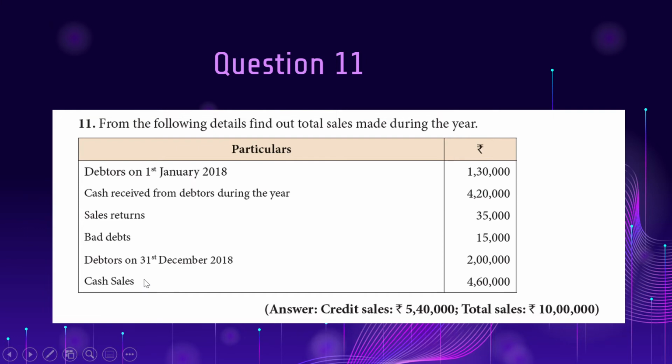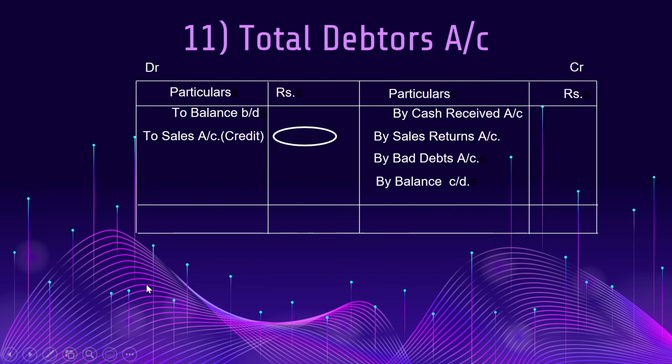Now we'll see, in this sum also there is no detail given about bills receivable, so no need to prepare the bills receivable account. So for the total debtors account, you write debit and credit, and the opening balance you have to show on the debit side.